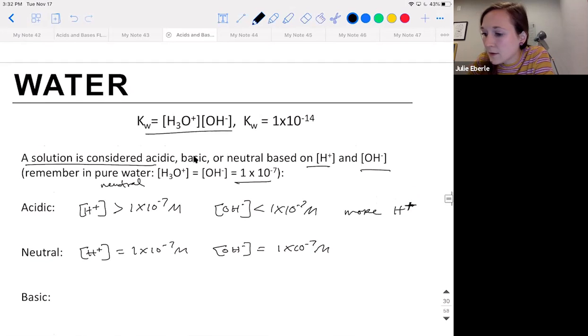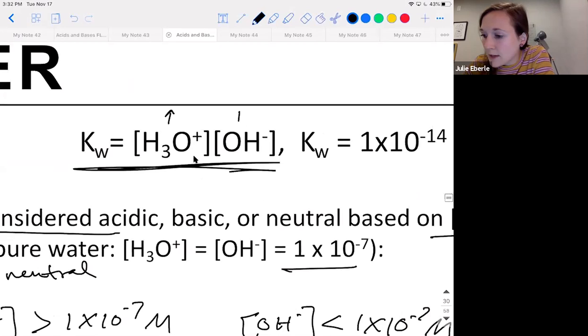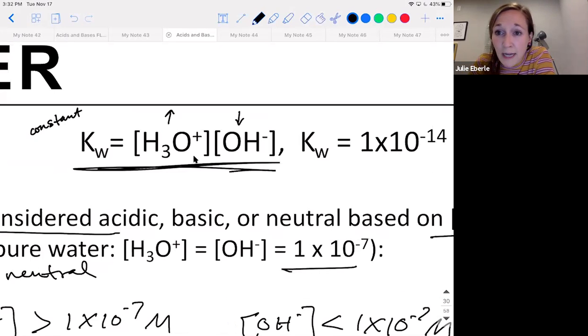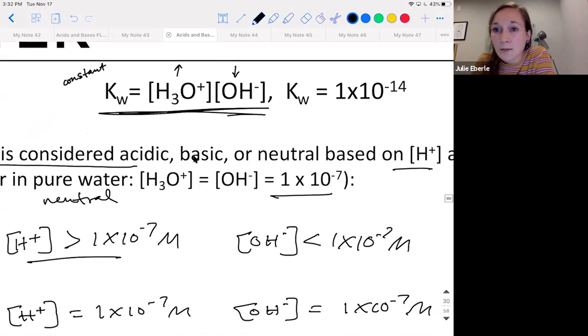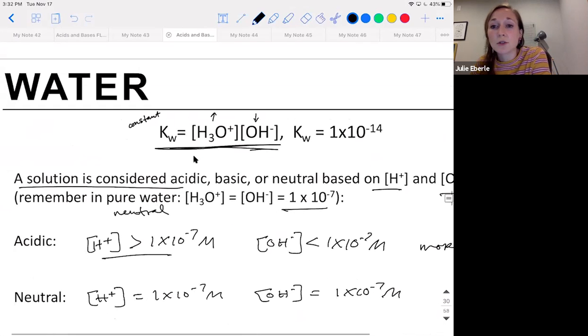Think about this. Here's our equation. If this one goes up, then this one has to go down. Why? Because Kw is a constant. To maintain the constant, if the concentration of H plus goes up, the concentration of OH minus inherently has to go down, and vice versa. So if this is greater than 1 times 10 to the minus 7, then OH minus has to be less than. And that's when you have an acidic solution.